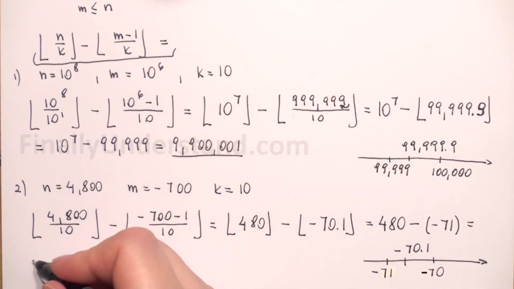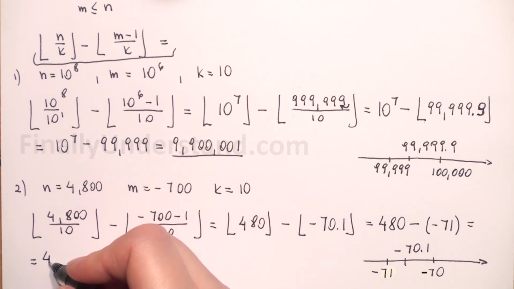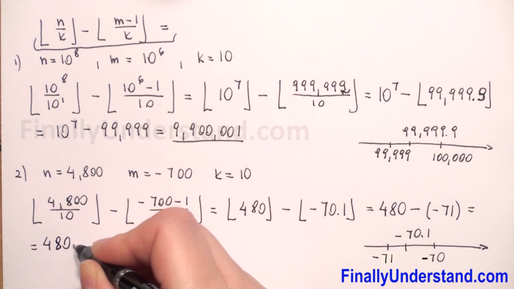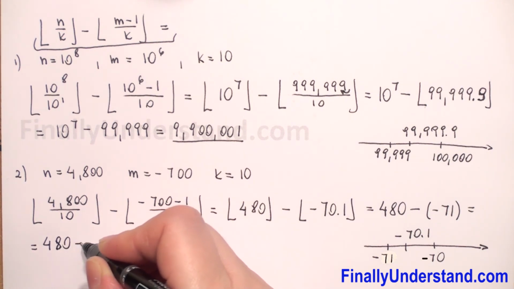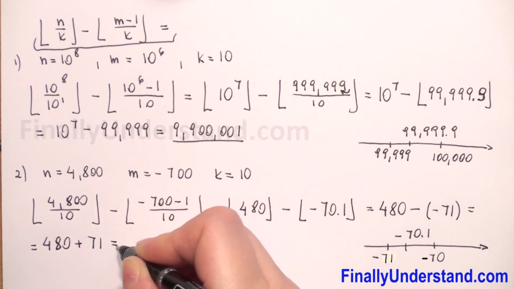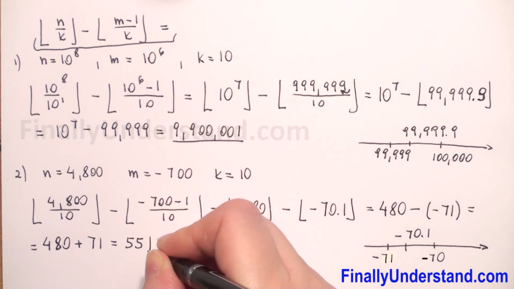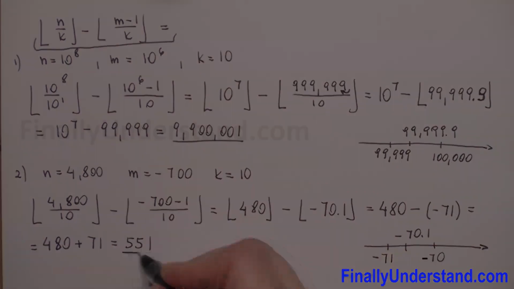So this is equal to 480, negative and negative give me plus 71. So this is equal to 551. This is my solution.